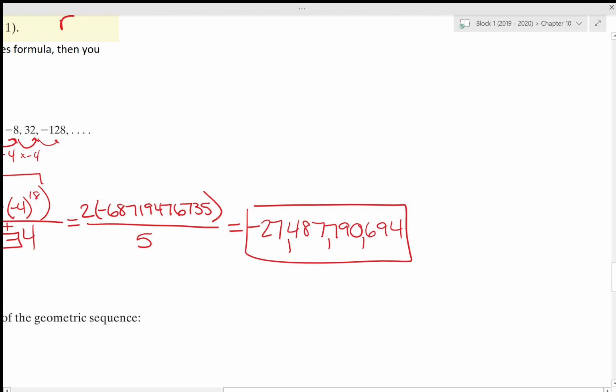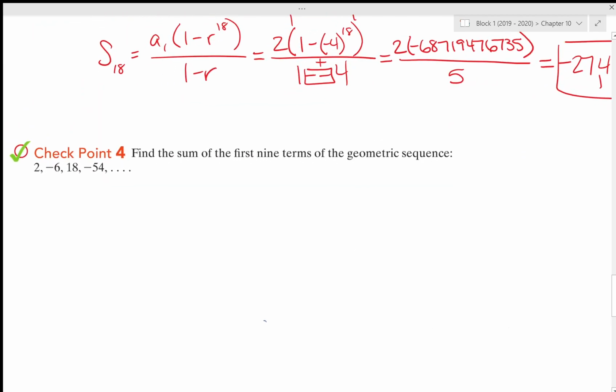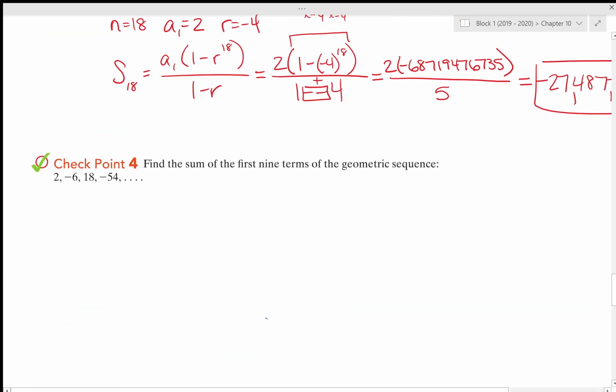Don't be scared. Remember, geometric, the pattern is to multiply, so the numbers are going to get bigger and bigger, and when you add bigger and bigger numbers, your answer is going to get larger. Now, I want you to try checkpoint 4. You're going to get a smaller answer, right?